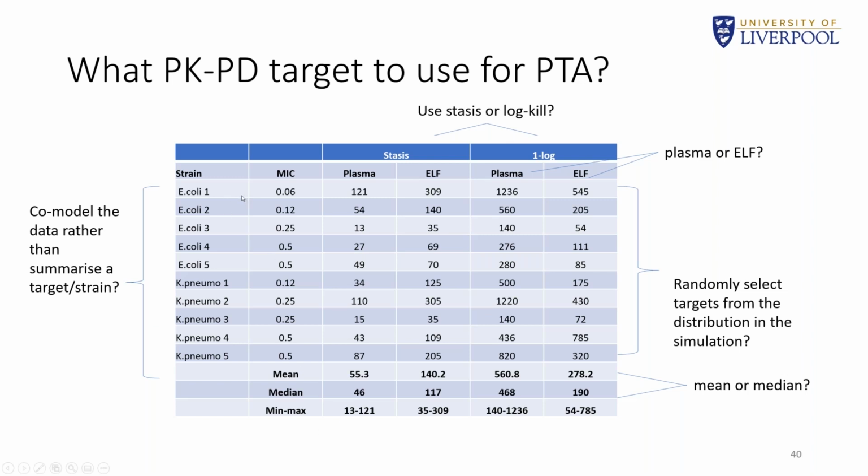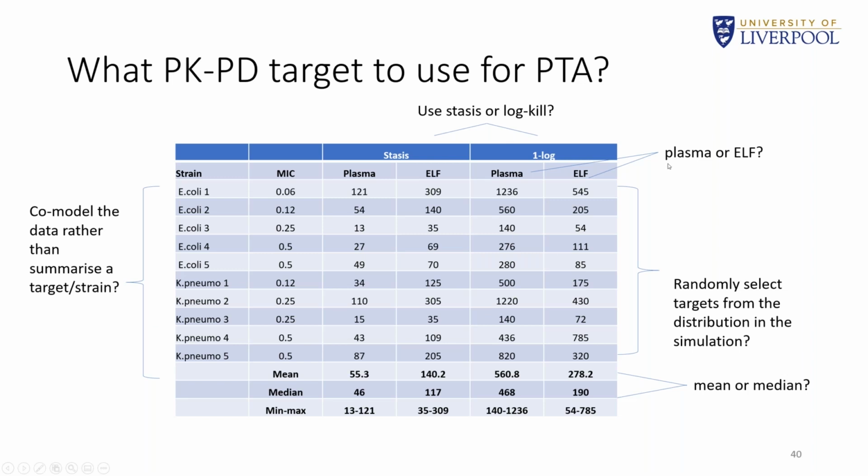What's happened in this experiment is that for each strain, the stasis and 1 log target has been calculated separately. So these are the values for each strain. So we could do it that way, or instead we could take all of this data and co-model it together. So rather than summarize a target per strain and get into this problem of which parameter to use, mean or median, you could co-model the data all together and say from all 10 of those strains, the stasis value is X or Y.